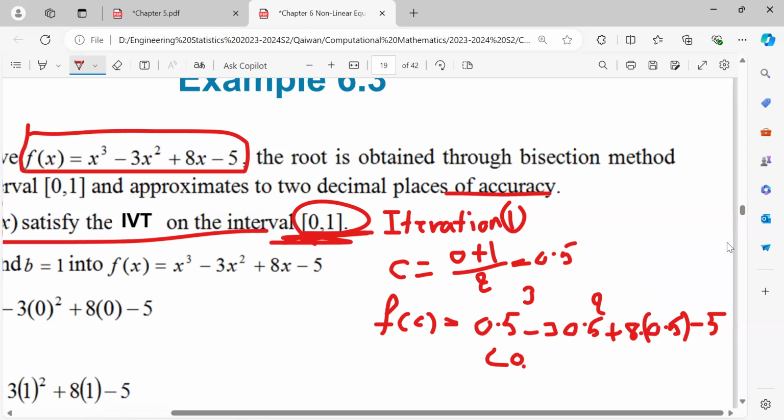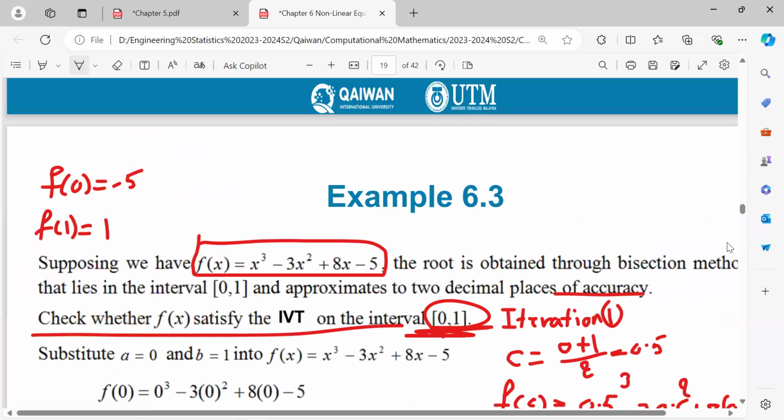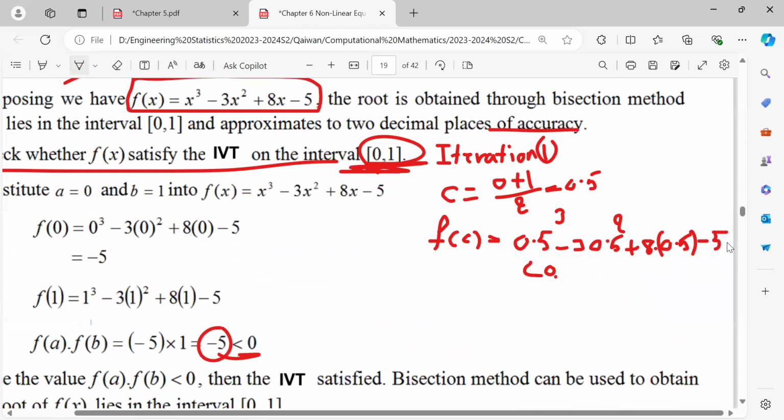As it's less than 0, which of these two should we take, 0 or 1? f of 0 is less than 0. f of 1 is greater than 0. As f of the midpoint is less than 0, we must take it with the positive, with 1. Now, the new interval is 0.5 and 1.